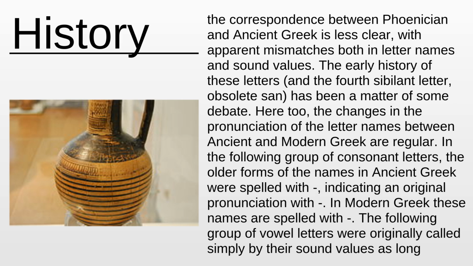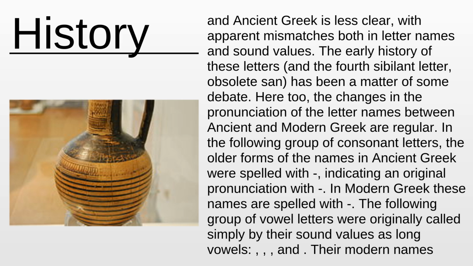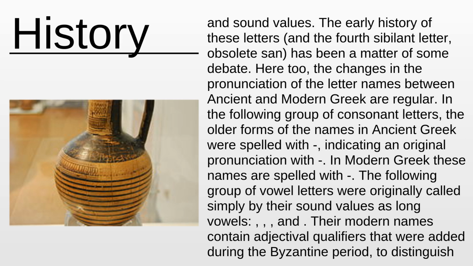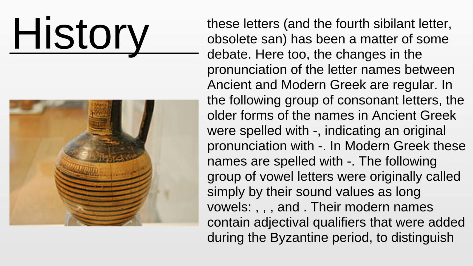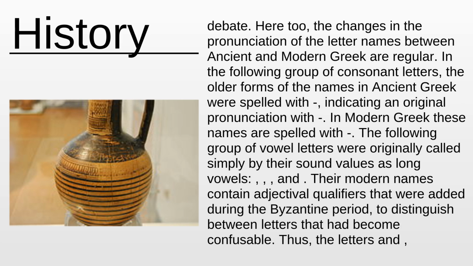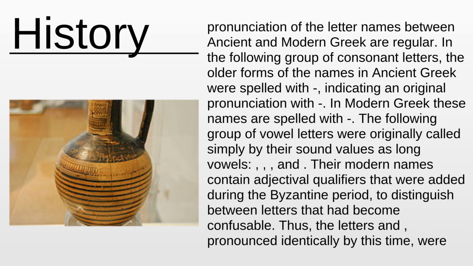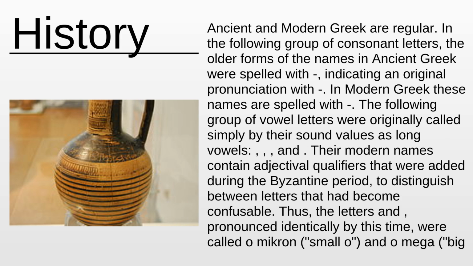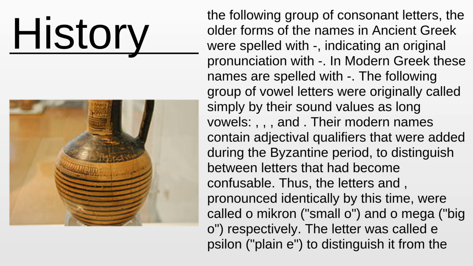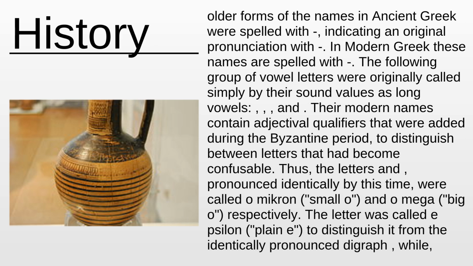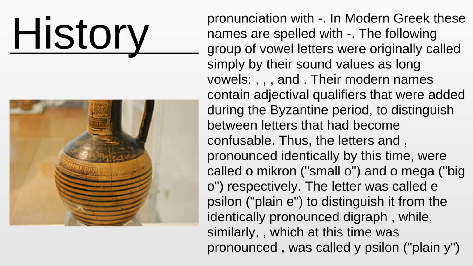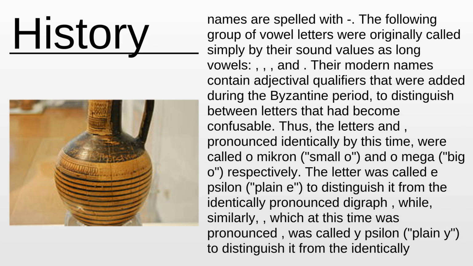In the cases of the three historical sibilant letters below, the correspondence between Phoenician and Ancient Greek is less clear, with apparent mismatches both in letter names and sound values. The early history of these letters, and the fourth sibilant letter, obsolete san, has been a matter of some debate. Here too, the changes in the pronunciation of the letter names between ancient and modern Greek are regular. In the following group of consonant letters, the older forms of the names in ancient Greek were spelled with an epsilon-iota, indicating an original pronunciation with a long e. In modern Greek these names are spelled with iota.